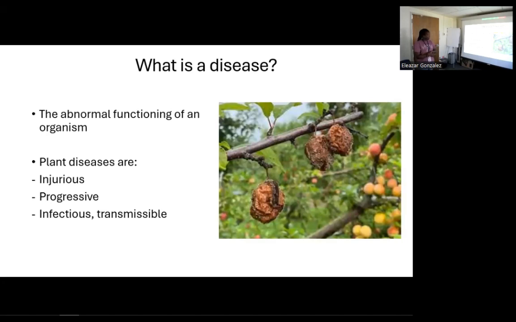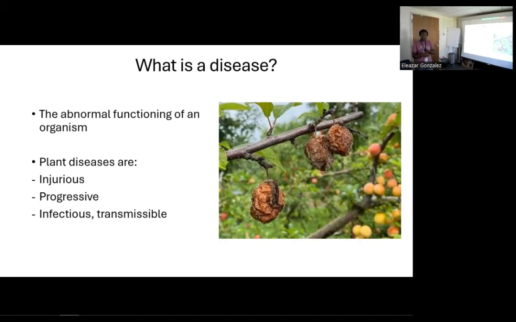So I will start by defining a disease. We're talking about diseases, but what is a disease? We've probably all gotten sick at some point in our lives, and so plants will get sick as well. And disease is just defined as the abnormal functioning of an organism, in this case, a plant. And so it means that the plant is not looking or behaving as normal as it should.